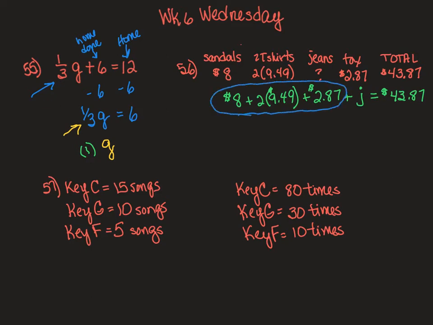So the first thing I'm going to do is combine all of this. That's what I would do. I would combine all of that, because once I know what all that is, I am going to know what's left out of the $43.87 to tell me what the price of those jeans were. So I would add those together, and then subtract that from the total, and then I would know what was left for the jeans. So that would be my approach to 56.